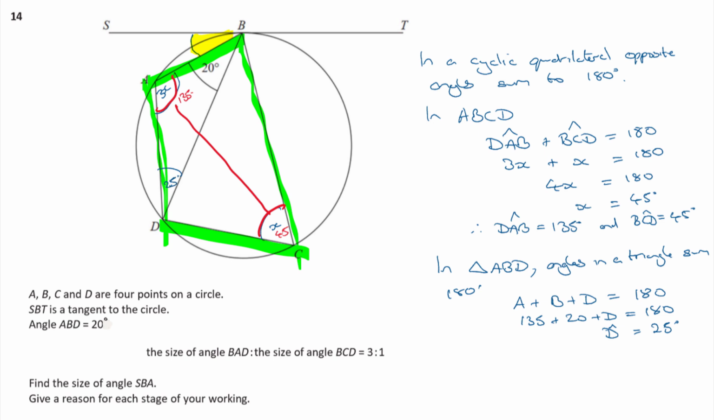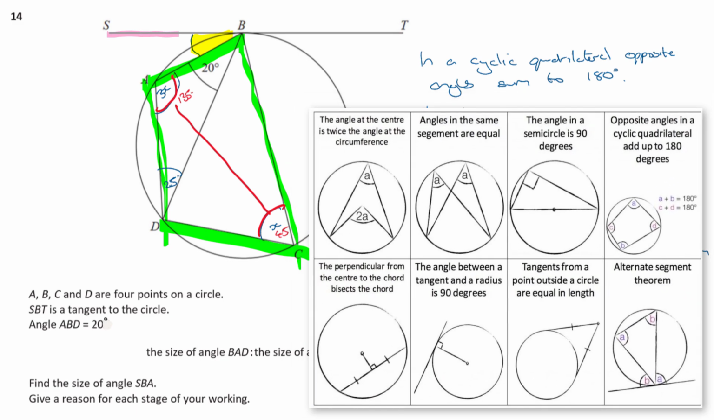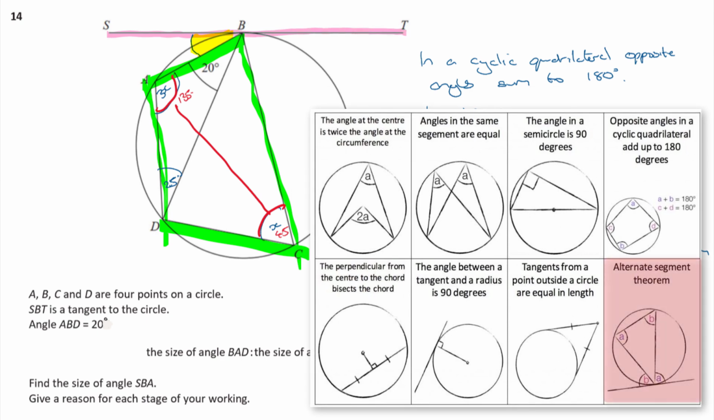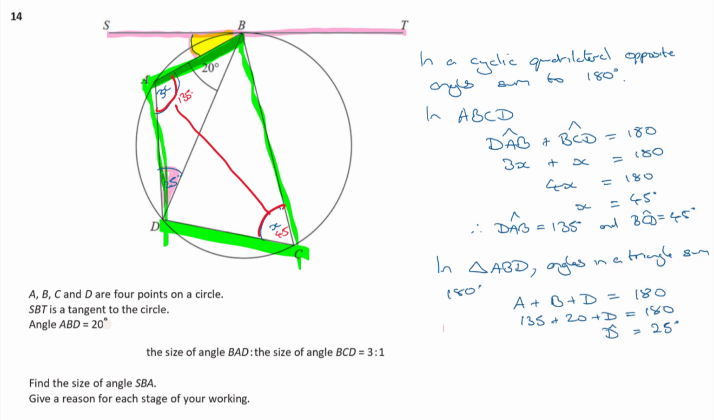Okay, now I think I'm pretty much done here then, because the last thing I want to look at is the alternate segment theorem. So I've got a tangent here, SBT, and I've got a chord drawn at the point of contact going in this direction. And the alternate segment theorem says that the angle between the tangent and the chord is equal to the angle subtended in the alternate segment, which is this one here. It's the 25 degrees.